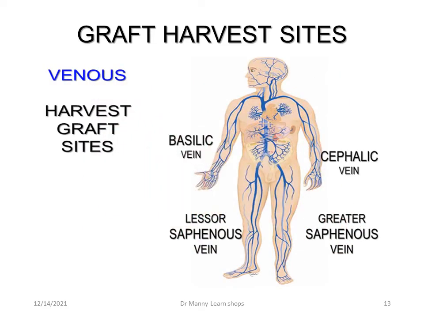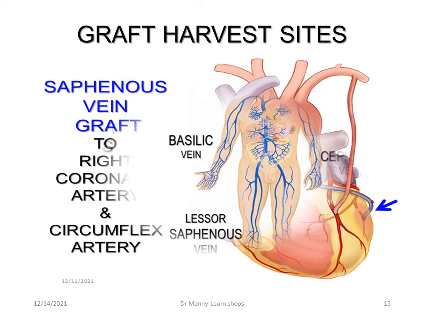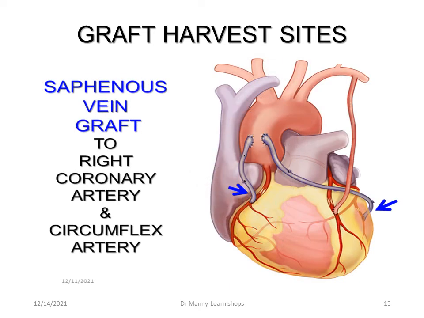Then you've got venous harvest graft sites. And typically the veins can be the basilic vein, cephalic vein, lesser saphenous, greater saphenous. But the most common ones are the lesser and greater saphenous veins. And this is an example of the saphenous vein graft to the right coronary artery and to the circumflex artery. And as you can see, the grafts have been sutured or conjoined to the ascending aorta.